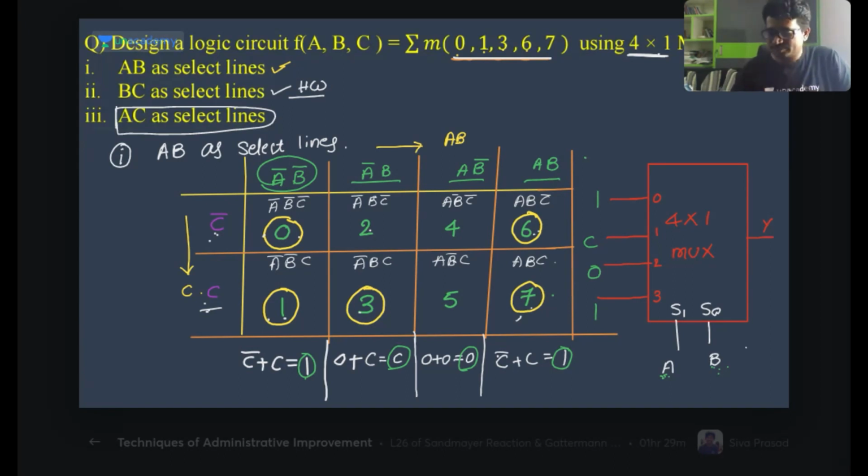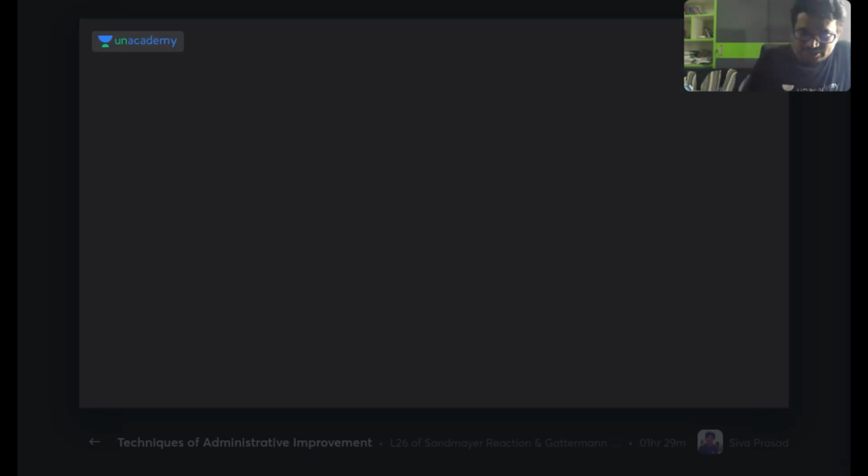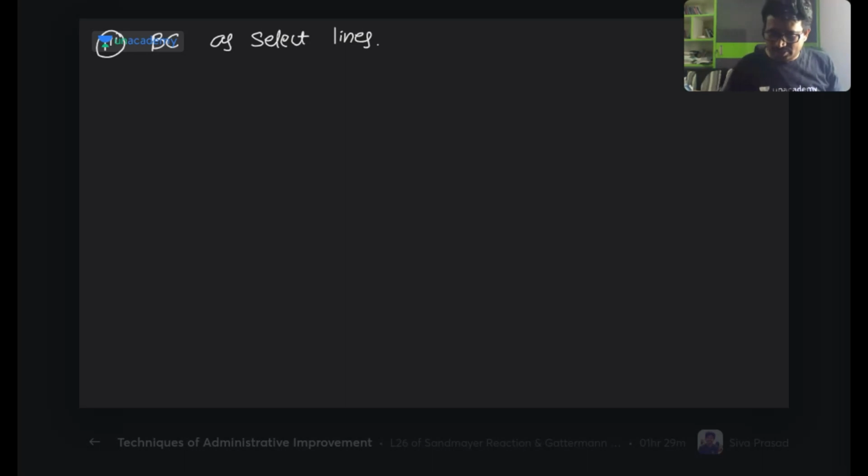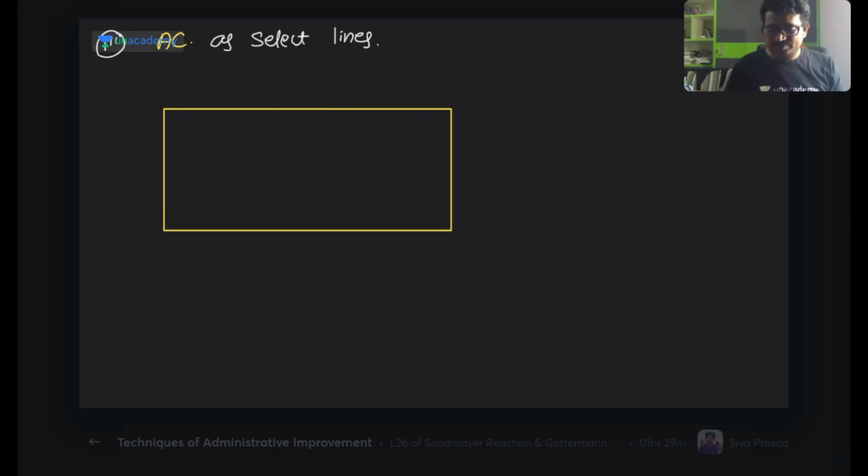In the same manner, now I am taking the third bit. So here what are the conditions? BC as select lines. So I should take BC as the select lines. I need to take AC as the select lines. So I'm taking AC as the select lines.